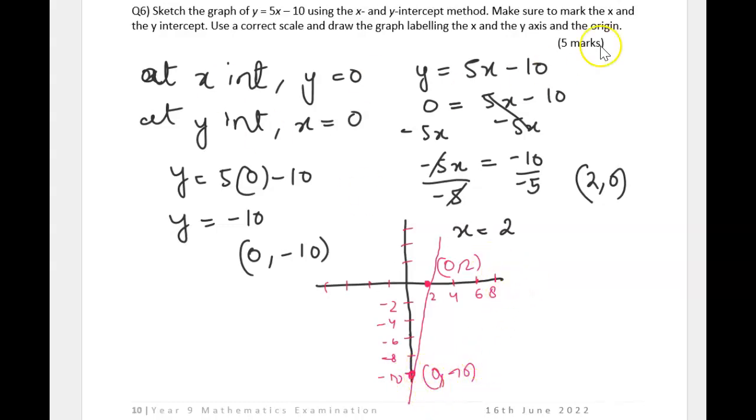And make sure you have your X and the Y axis labeled and the origin. So this is your X, this is your Y, that's your negative X, that's your negative Y, and your origin is (0, 0). And you're done.